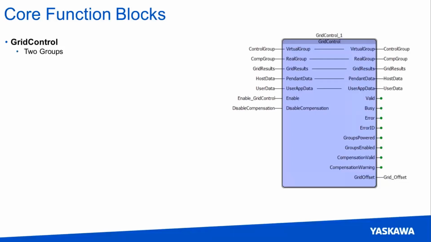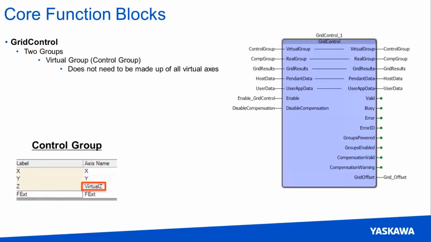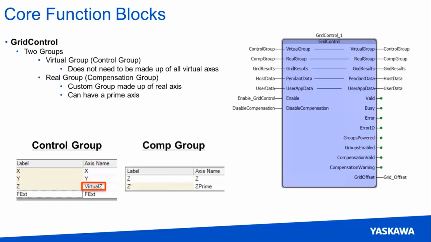As I mentioned before, there's two groups. The virtual group, as I said, can be made up of real and virtual axes. Here's a picture from the hardware configuration. As you can see, I just have the z-axis with a virtual axis. There's the real group. It's a custom group, whereas the control group typically would be a gantry. The real group can have just one axis, or it could have a secondary axis, being a prime.